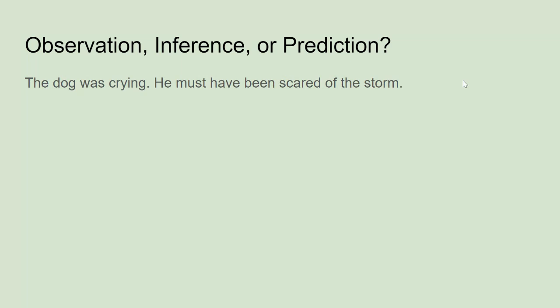Next, the dog was crying. He must have been scared of the storm. We're coming to a conclusion about this dog. So it's an inference.